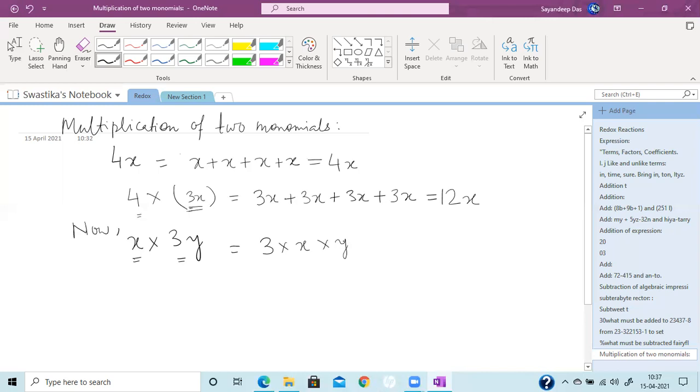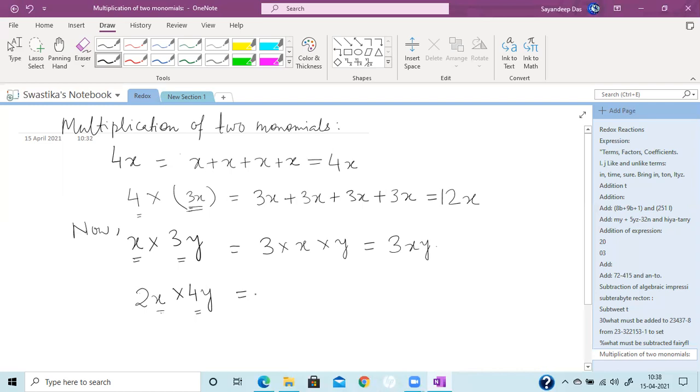So the variables here are x and y, two different variables. So we should write it like this: 3 into x into y. Here 3 is a constant or a number, x is one variable and y is the other variable. So this is the process by which we can multiply two monomials. This is very easy. Let us see one more example, that is 2x into 4y. You can see the two monomials are 2x and 4y.